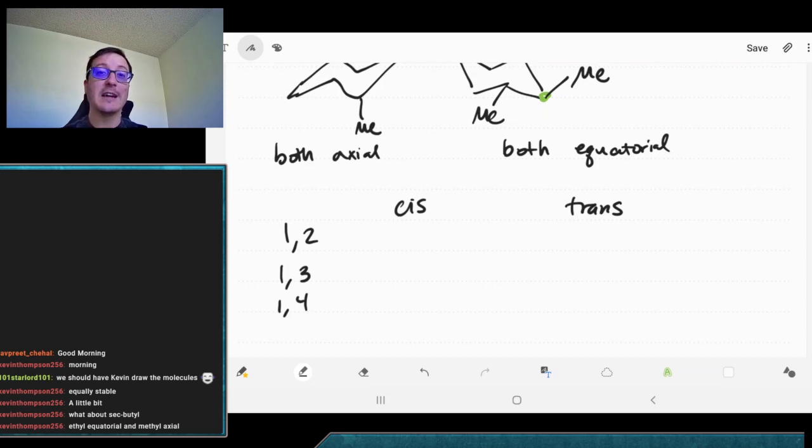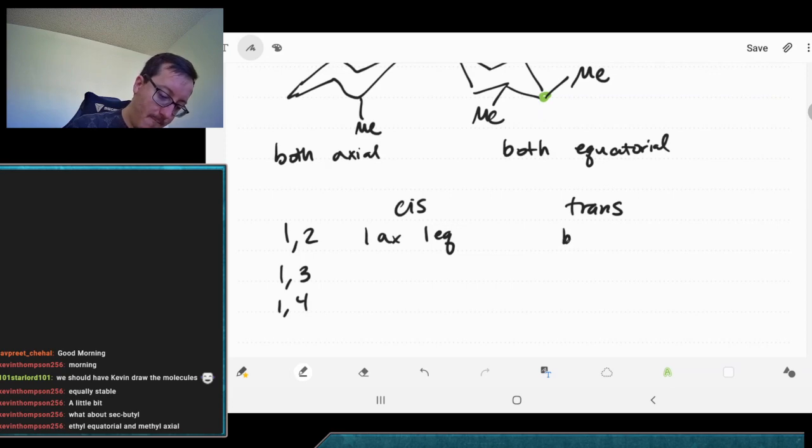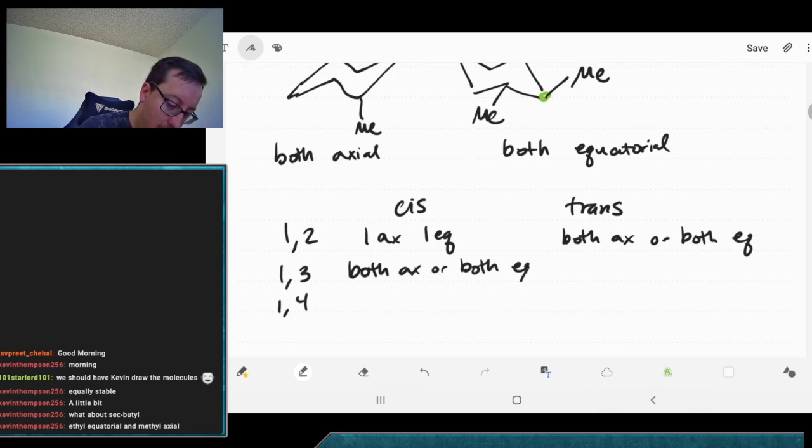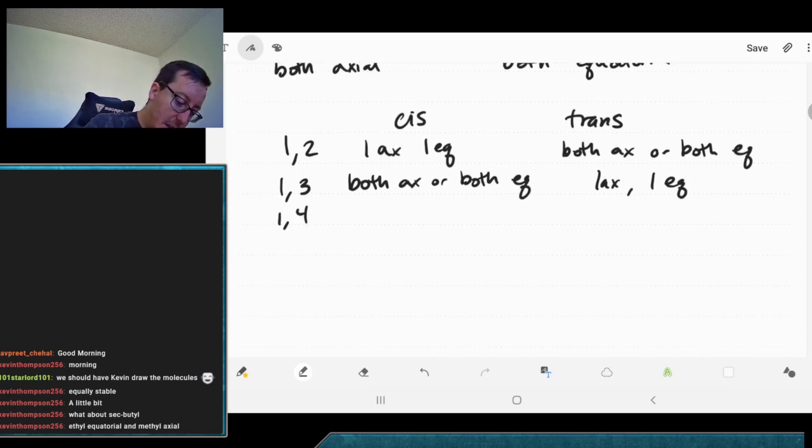We can see that if things are disubstituted, we have two things on our cyclohexane. If they are cis to each other, we're going to get one axial, one equatorial. If they're trans, we're going to get both the same. We can choose. We're going to see it'll now be flipped for 1,3, and it'll be flipped for trans. And then back again for 1,4.